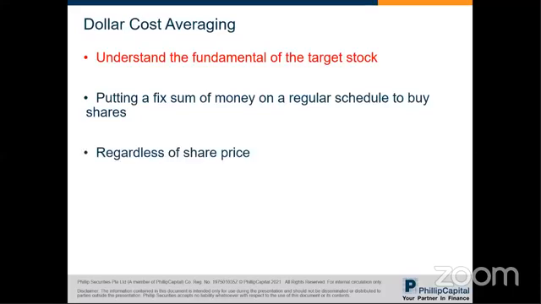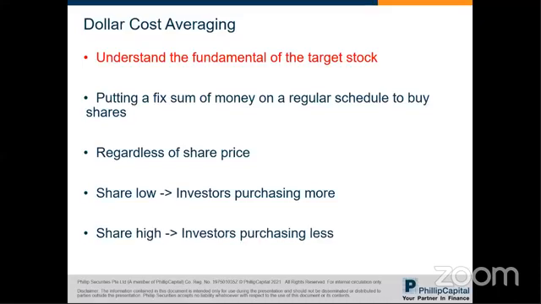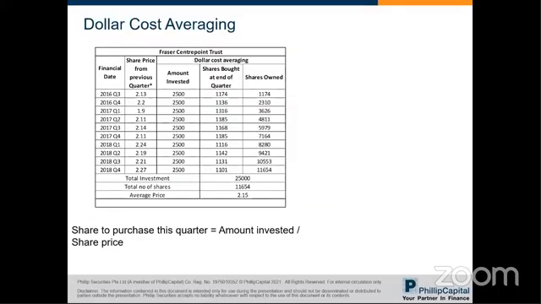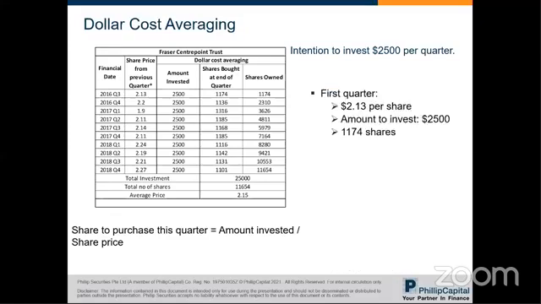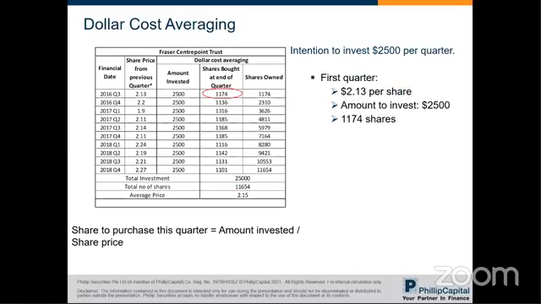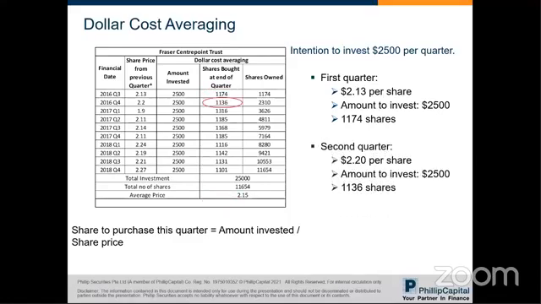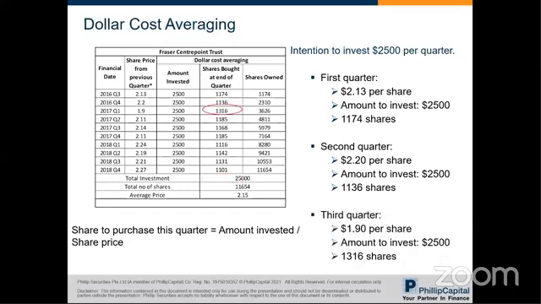It's regardless of the share price. Share price low, you buy more. Share price high, you purchase less. So this is how you calculate. The number of shares to purchase this quarter is the amount, let's say I intend to invest 2,500, divided by the share price. So first quarter, share price is 2.13, so with 2,500, I can buy around 1,174. Second quarter, if the share price is 2.2 because the share price appreciates, I can buy lesser, so it's 1,136. However, when the share price becomes lower at 1.9, I can purchase more shares. So that's how dollar cost averaging works out.